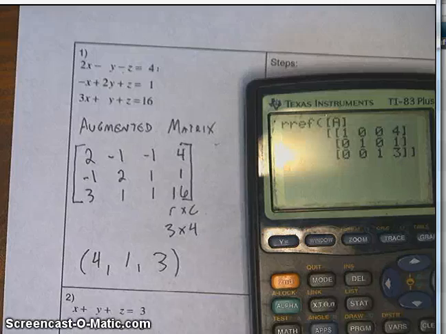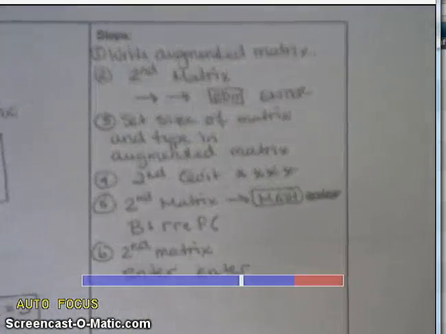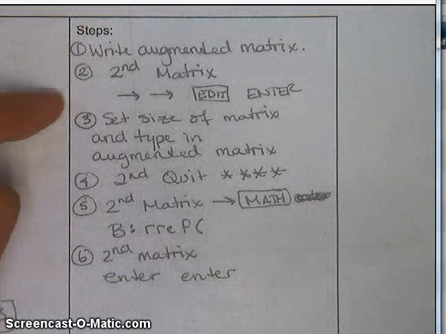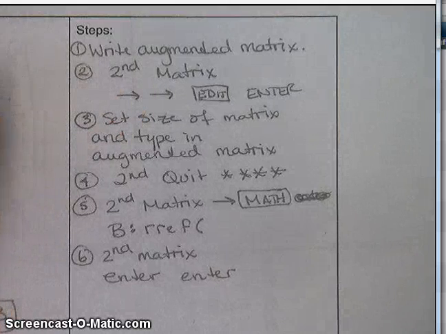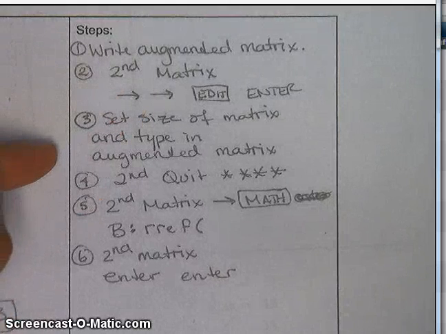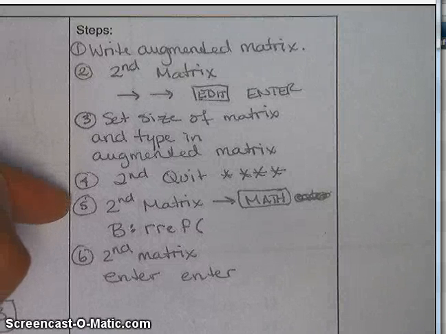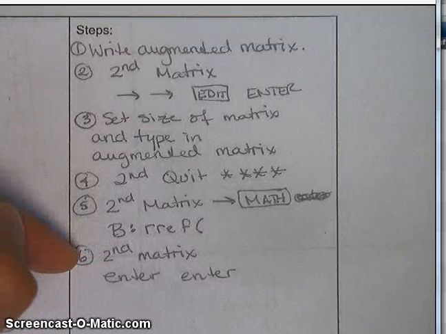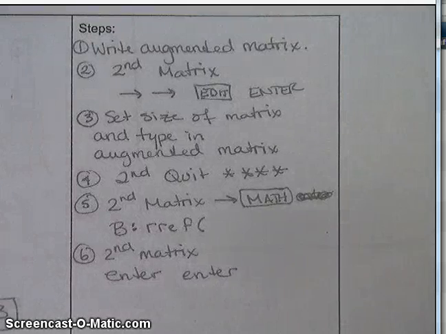Now, I think that's important, those steps, so I want you to write them down. I'm going to show you here what they are real quick. The first step was we wrote the augmented matrix. The second step was second matrix, over, edit, enter. We set the size of the matrix and typed in the augmented matrix. Second quit, second matrix, math, B, second matrix, enter. And that'll get you the solution every time.